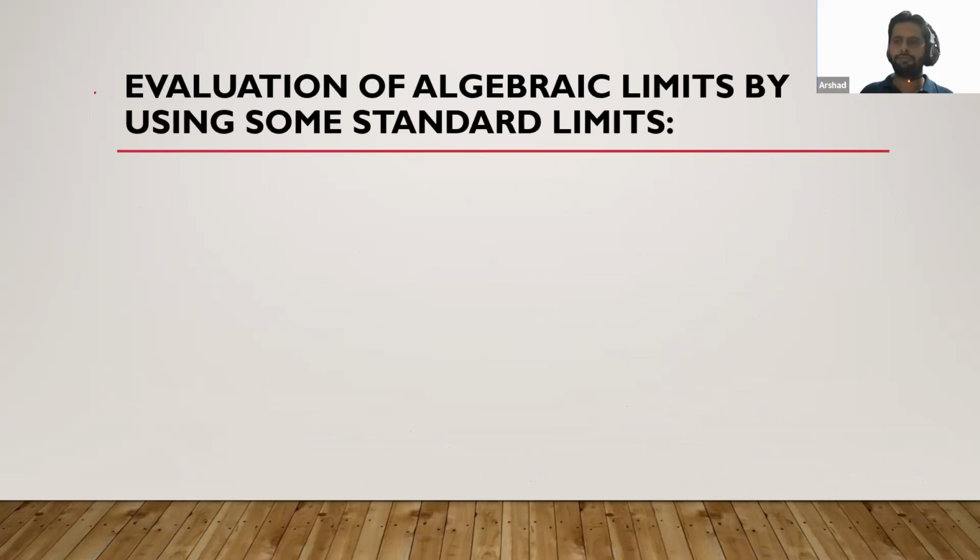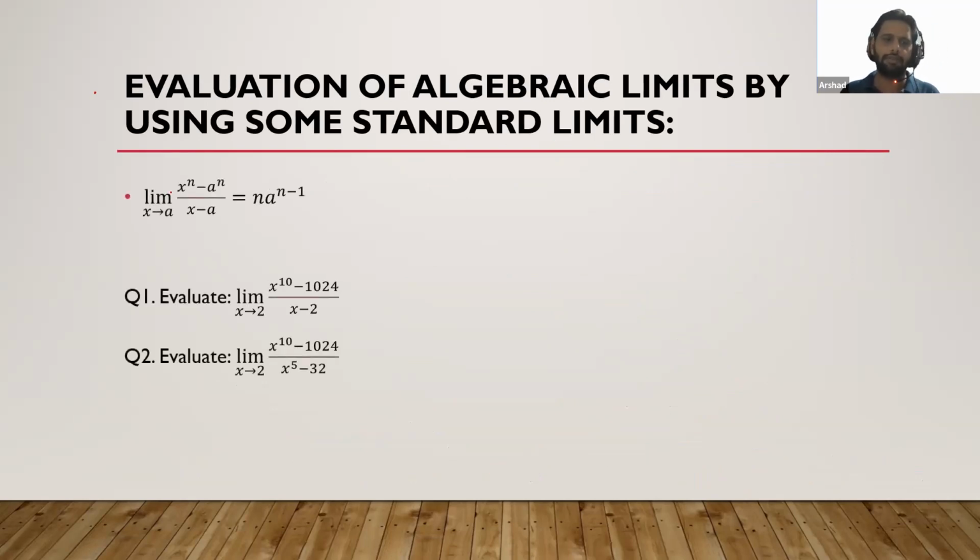Next, we need to solve the algebraic limits by using some standard results. So that result is, first is this one: limit x tends to a, x to the power n minus a to the power n by x minus a is equal to n a to the power n minus 1. Hope all of you now remember this formula which you have done last year.